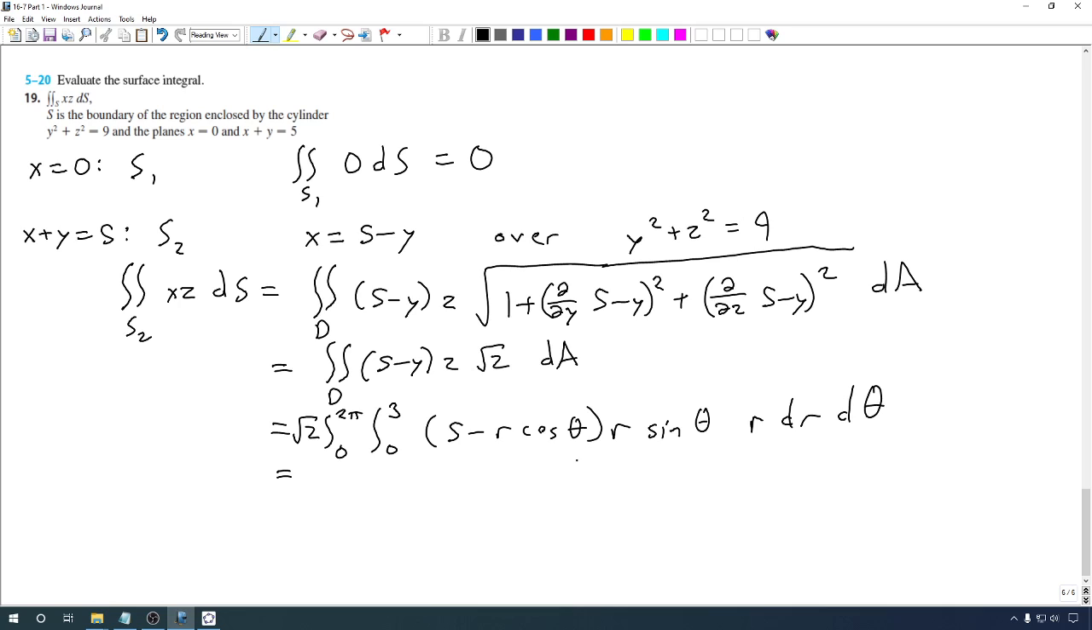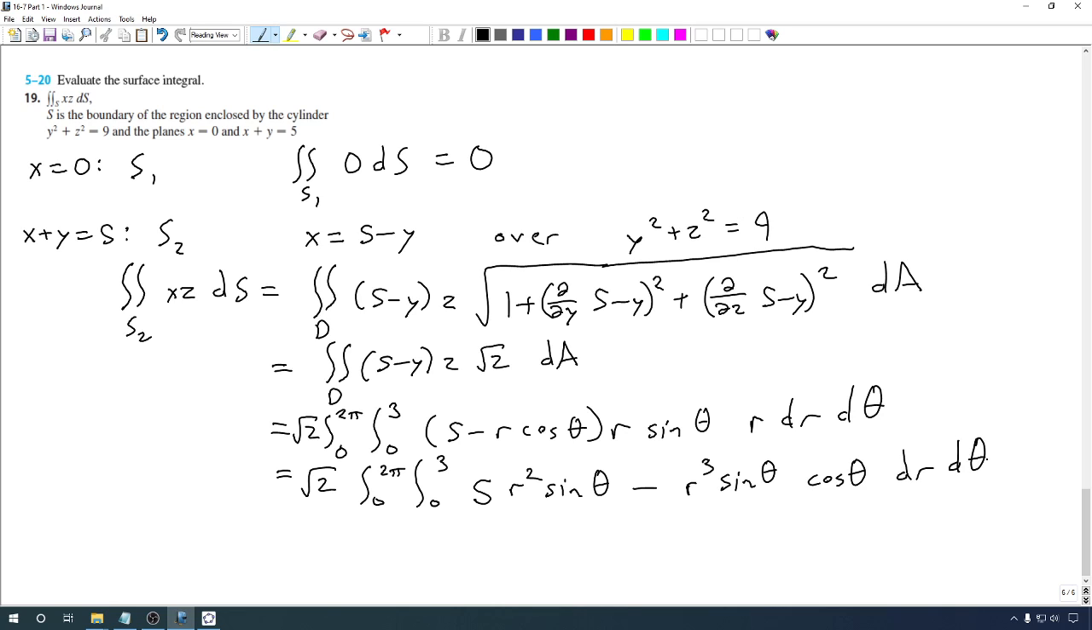Alright, now we need to do the integration. So I'm going to go ahead and expand this out. So we'll have a 5 times r squared sine theta minus, well, we don't have a 5 there, but we do have 3 r's that are going to have to be there, times sine theta times cosine theta, dr d theta.